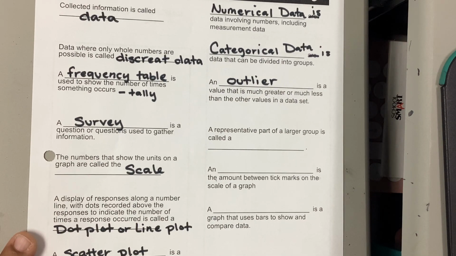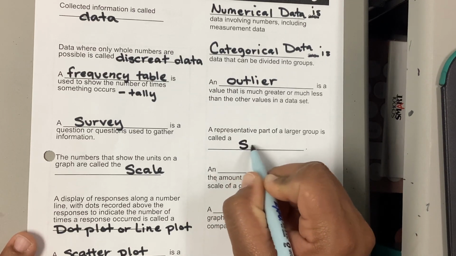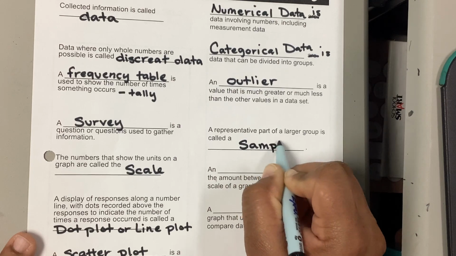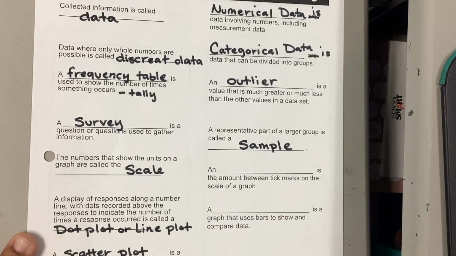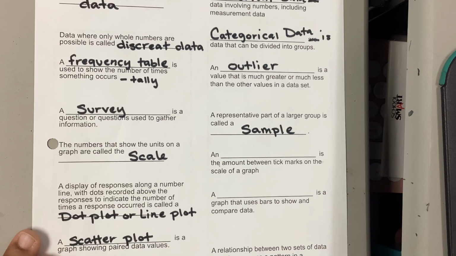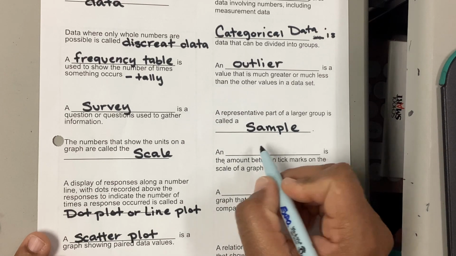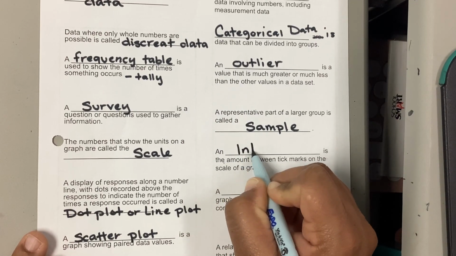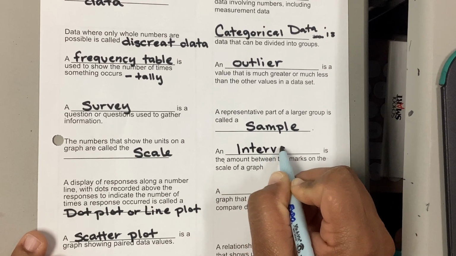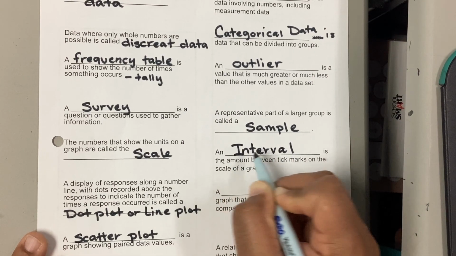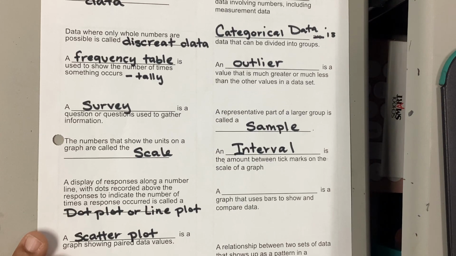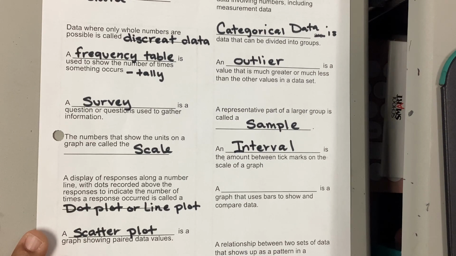A representative part of a larger group is called a sample. An interval is the amount between tick marks on the scale of a graph. A bar graph is a graph that uses bars to show and compare data.